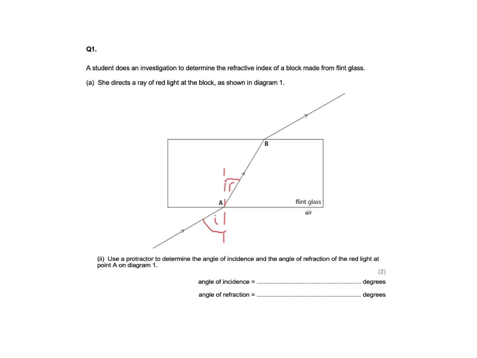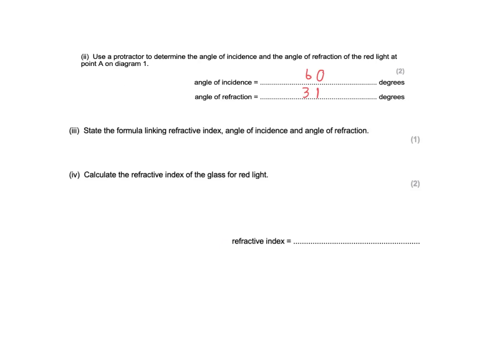A quick sense check we can have on this question as well is that the angle of incidence is going to be greater than the angle of refraction, because we are going from a less dense to a more dense medium, so we're expecting light to bend towards the normal. So if you're getting an angle of refraction greater than the angle of incidence, you know you've done something slightly wrong.